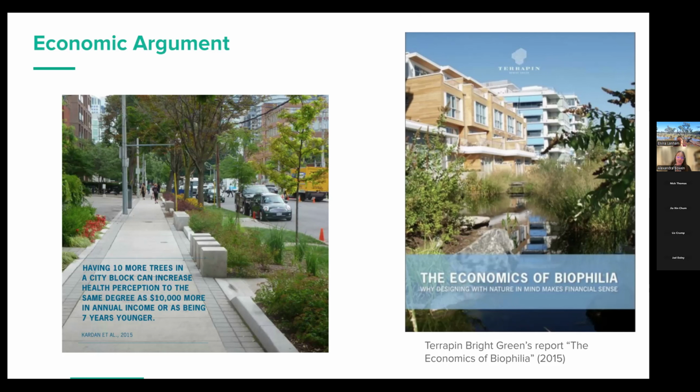And I love this example about trees. Having 10 or more trees in a city block can increase health perception to the same degree as $10,000 more in annual income or as being 7 years younger. I don't know about y'all, but I would love to be 7 years younger or $10,000 richer.